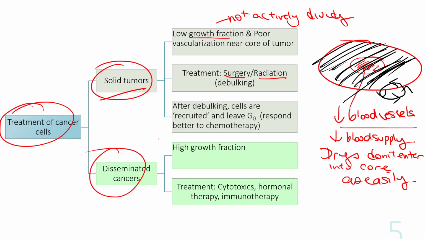Disseminated cancers are spread all around, and they have a higher growth fraction. So again, if you look at the cell cycle, they're always somewhere. There's more cells that are in the active cell cycle stages rather than in the G0 stage. And so that's where the chemotherapy actually comes in, to kill those actively dividing cells, or to use immunotherapy or hormonal therapy.